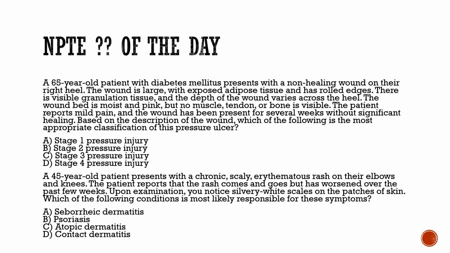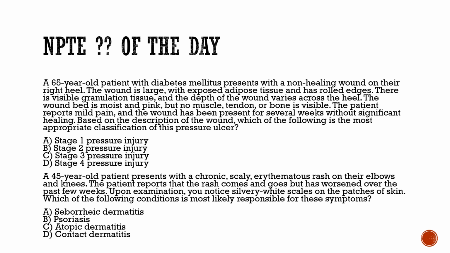The answer is C, stage 3 pressure injury. A stage 3 pressure injury is characterized by full thickness skin loss with visible adipose tissue and the presence of granulation tissue. The wound edges may appear rolled, and there may be no visible bone, muscle, or tendon, which fits the description of the wound. The presence of moist pink tissue and the fact that deeper tissues are not exposed supports this classification.